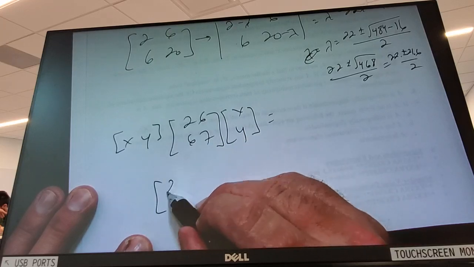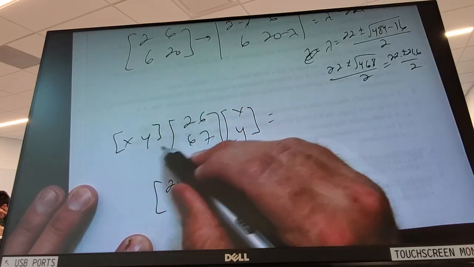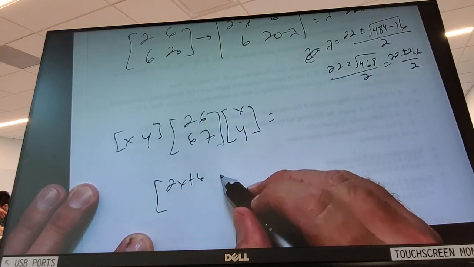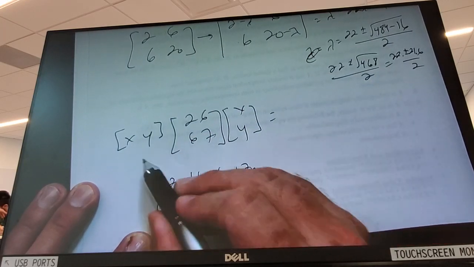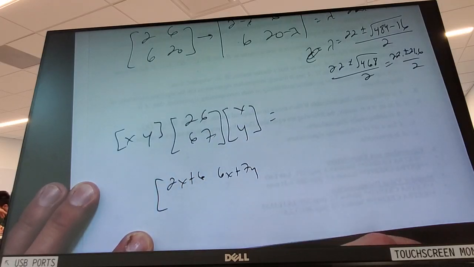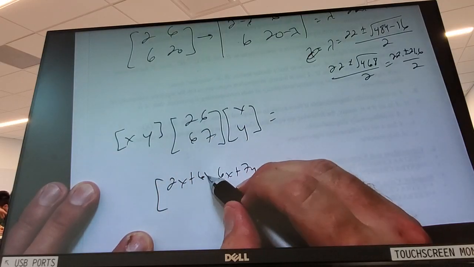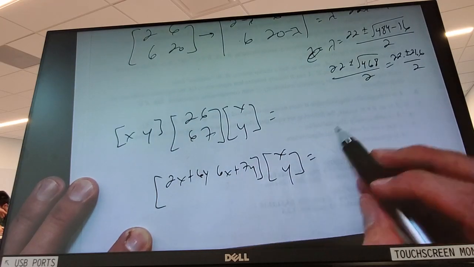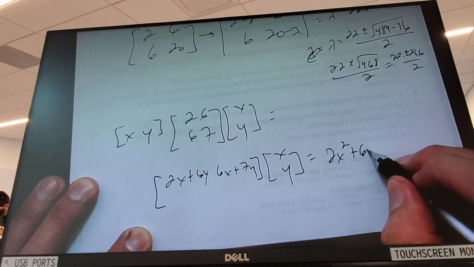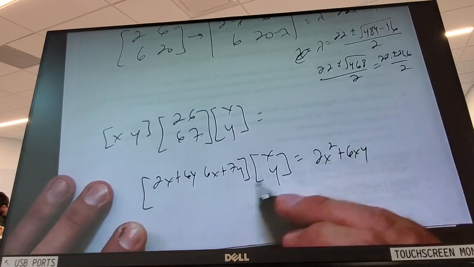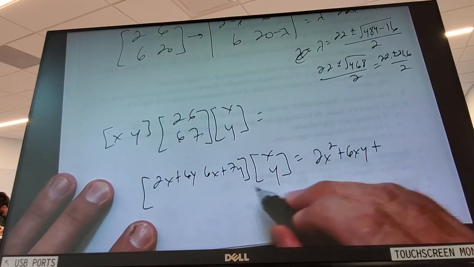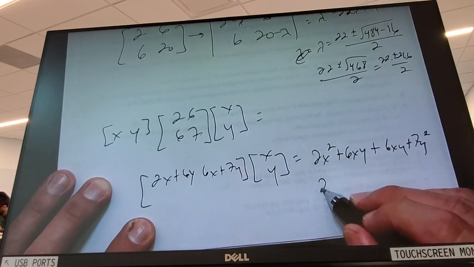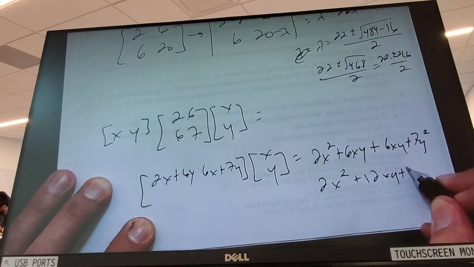So this will be 2x plus 6y, and then 6x plus 7y. Is that cool? Then I multiply that by x y, and I get 2x squared plus 6xy plus 6xy plus 7y squared, because it's all one thing. I get 2x squared plus 12xy plus 7y squared.